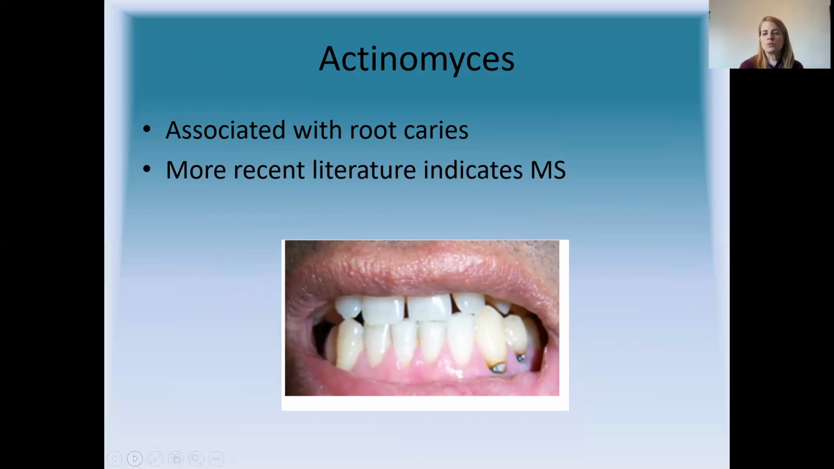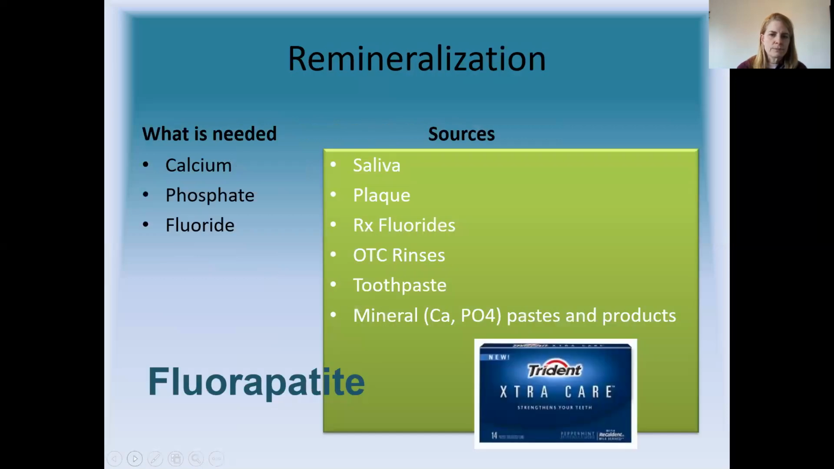Actinomyces are associated with root caries. So you see the caries on this particular picture in the cervical area. Actinomyces are associated with root caries. There is some more recent literature showing some strep mutans being related to root caries, but for now, actinomyces are specifically tied to root caries.